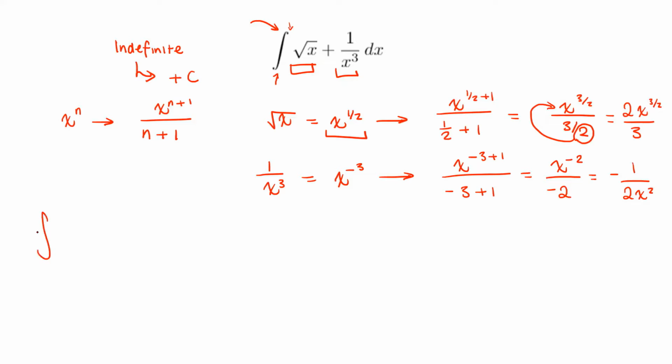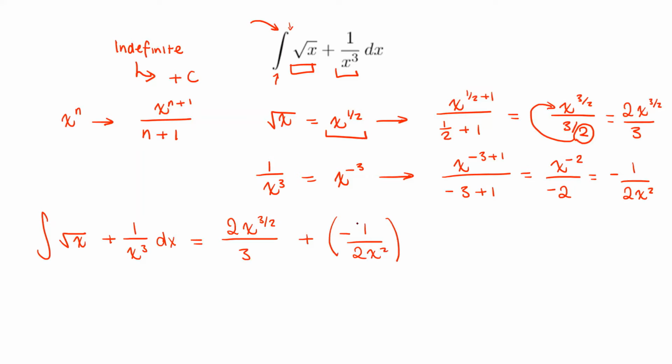So then the total integral of the square root of x plus 1 over x cubed dx is just going to equal 2x to the power of 3 over 2 all over 3 plus minus 1 over 2x squared, and we can bring that minus out if we want, so it's going to be 2x to the power of 3 over 2 all over 3 minus 1 over 2x squared. And of course we can't forget our plus c because it's an indefinite integral.